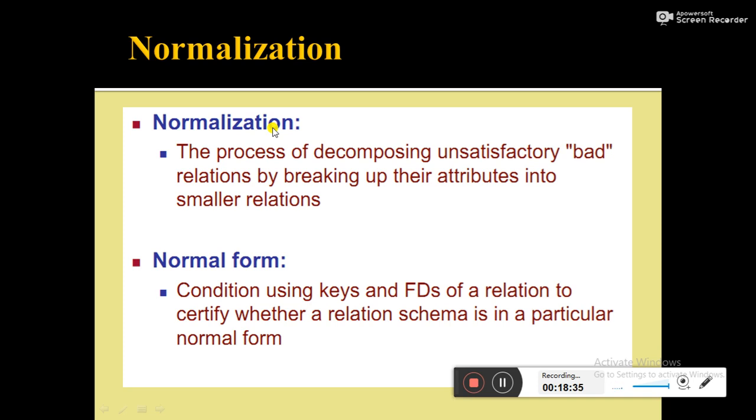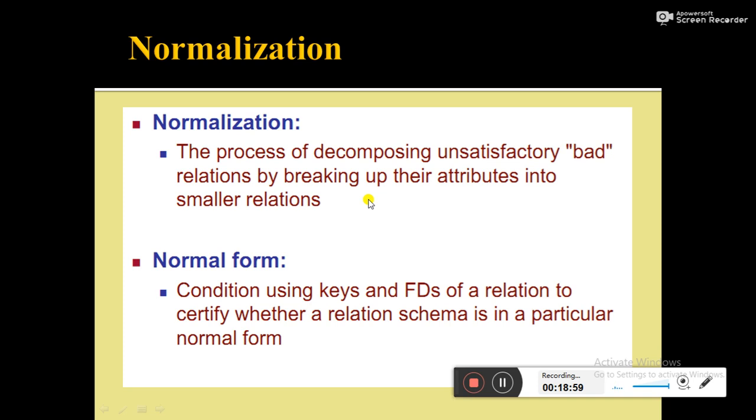So normalization is a technique by which we can reduce the data redundancy in a relation, and by which we can reduce insertion, deletion, and updation anomalies present in a relation. That means if we apply normalization, then we will come up with a good relational database design.